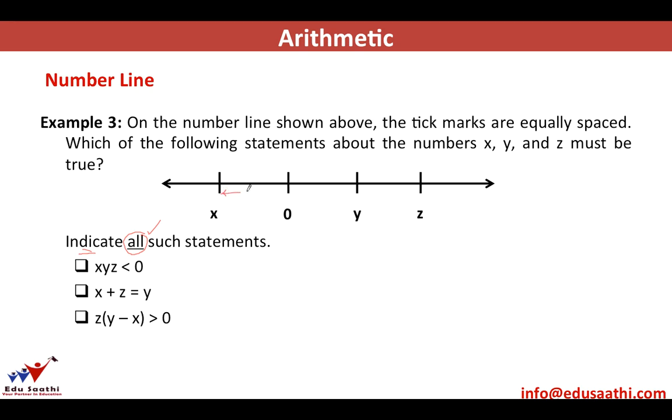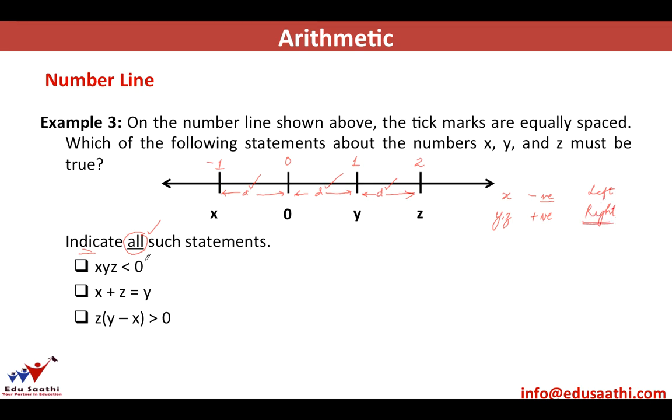Since all of these points are equally spaced, I can assume the values and get to a very easy answer. The distance between x and 0, 0 and y, and y and z would all be equal. So, in an easier way, just assume the values and get to your easy answer. The thing that I have to keep in mind is the value of x would always be negative since it is on the left hand side of 0. The values of y and z would always be positive since they are on the right hand side of 0.